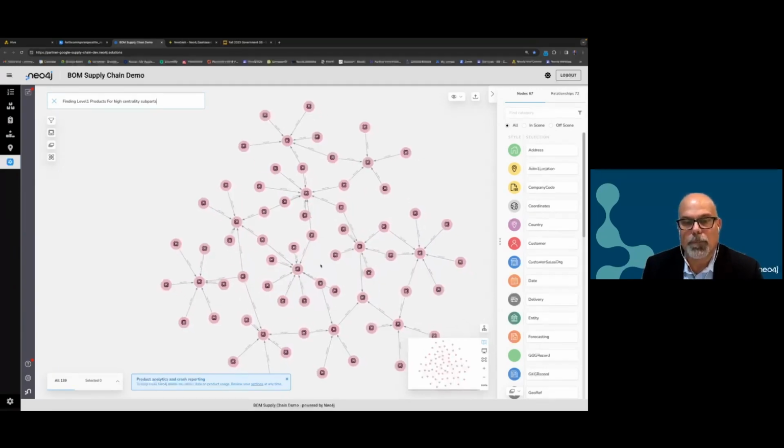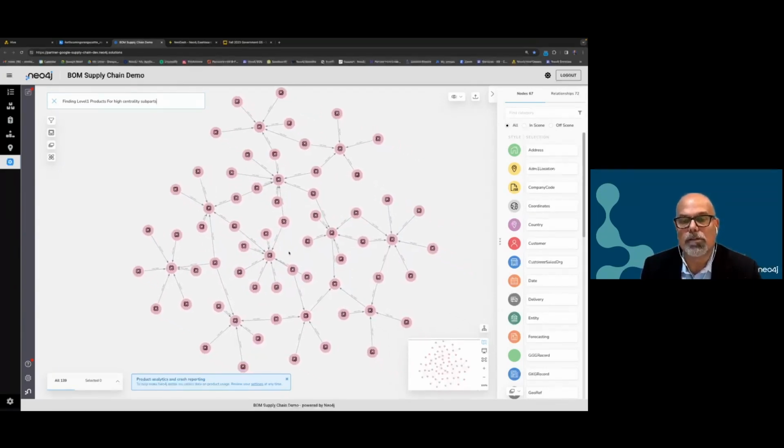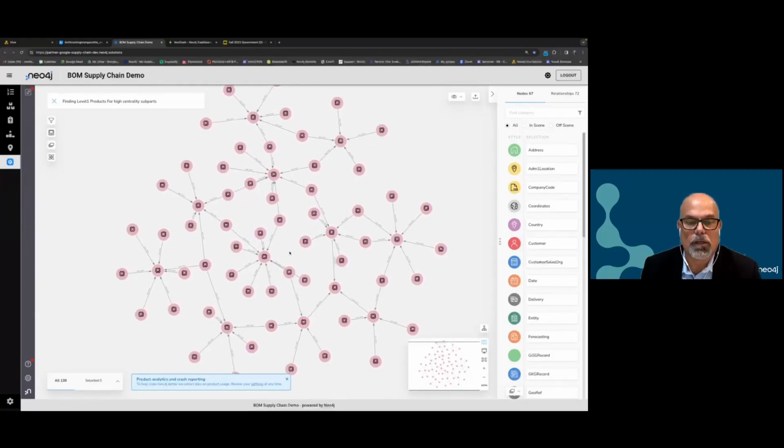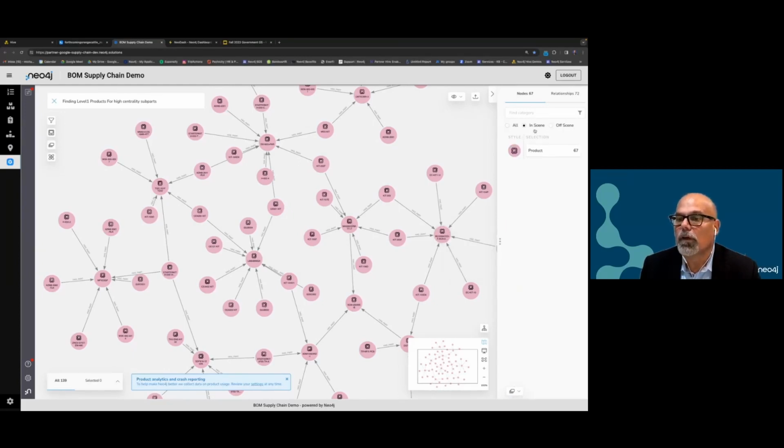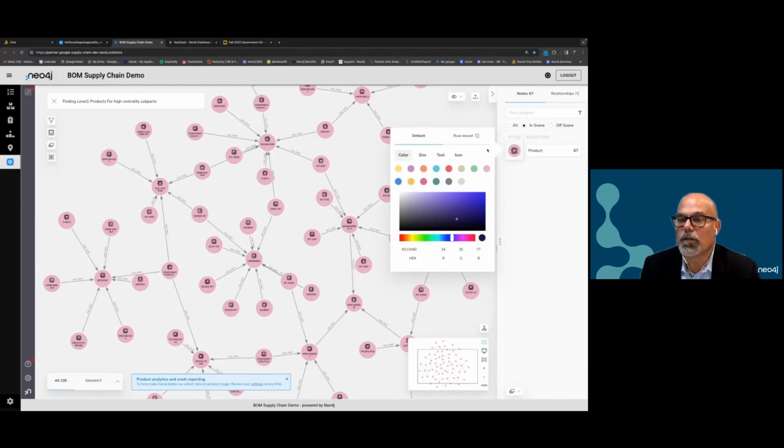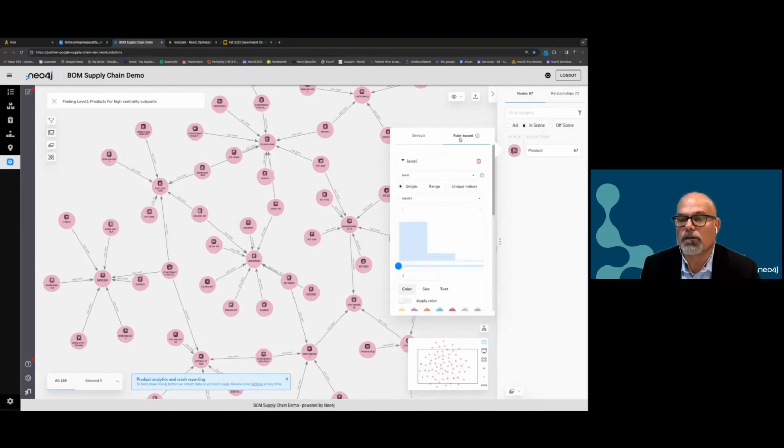There we go. Okay, now it's rendered all of these objects. What we're looking at here, if I zoom in a bit, are parts. I'm showing the L1 parts and some of the parts that are required to complete these. And we can actually style these by some attributes that have already been created.